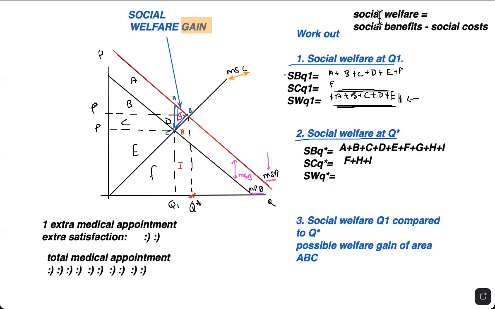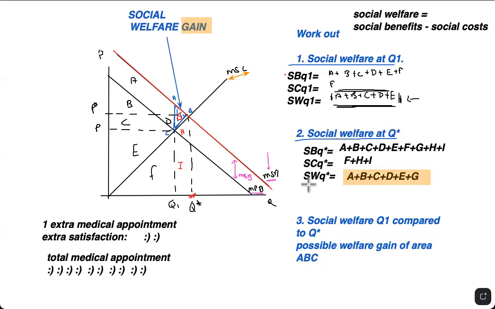To work out the social welfare, we then take social benefits minus the social costs. That will be A, B, C, D, E, remove F because we lose it, G, we lose H, we lose I, which gives us the total social welfare of Q star as all of this much.